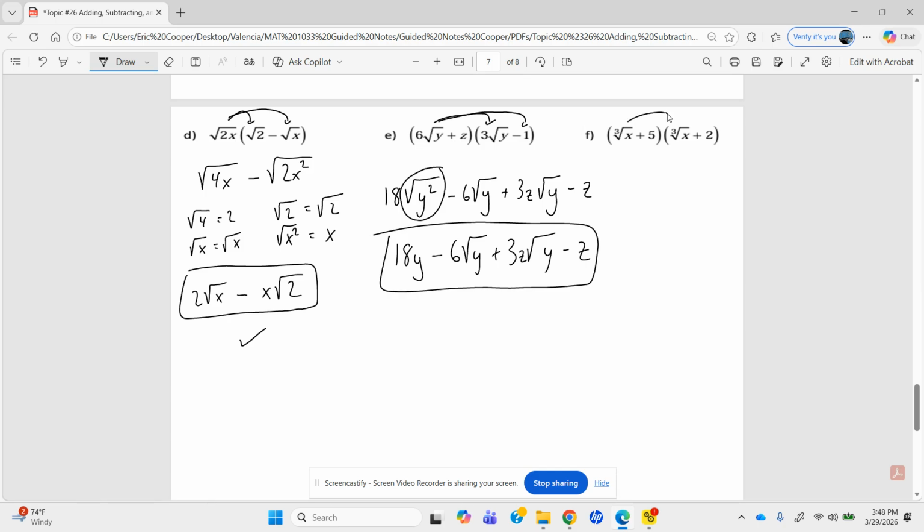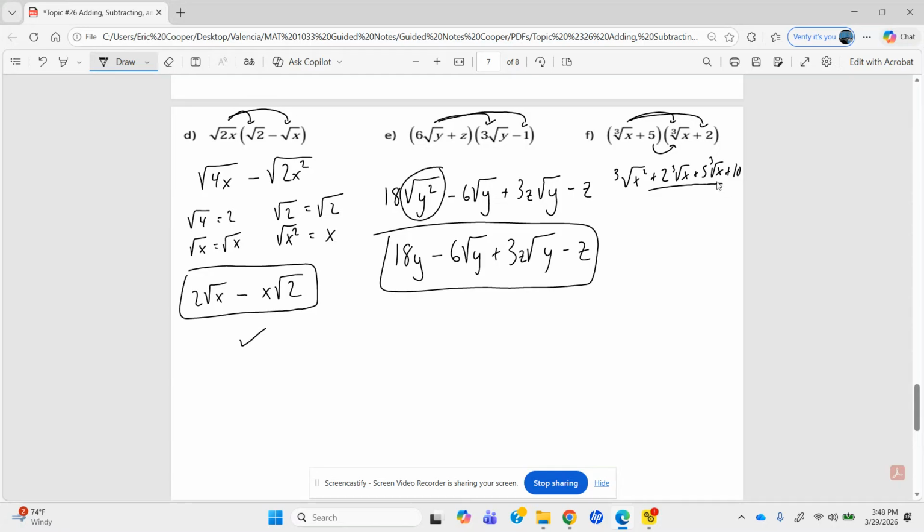In our last one, we're doing cube roots. So the cube root of x times the cube root of x is the cube root of x squared. Cube root of x times 2 is 2 cube root of x. 5 times the cube root of x is 5 cube root of x. And then 5 times 2 is 10. So this won't simplify. 2 divided by 3, there's not enough that goes into it, so that stays the same.